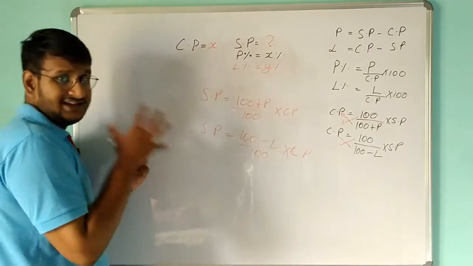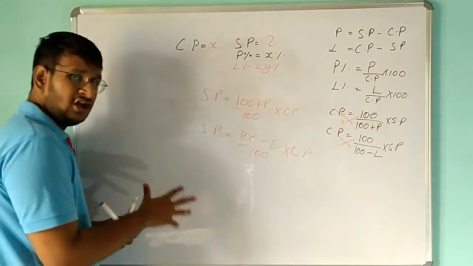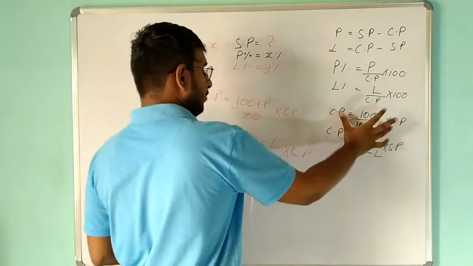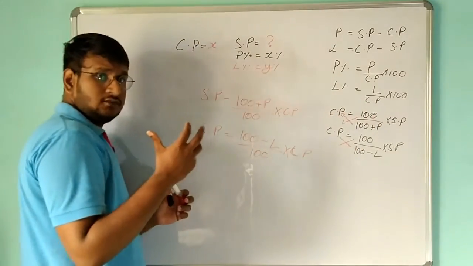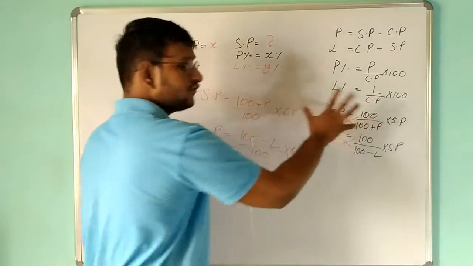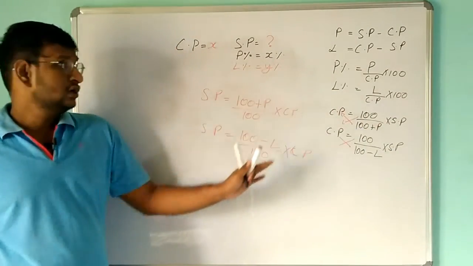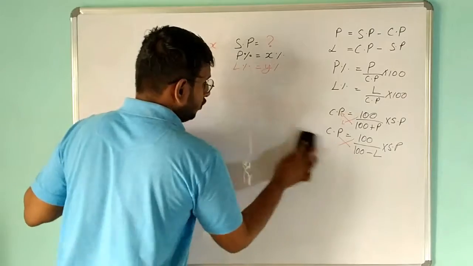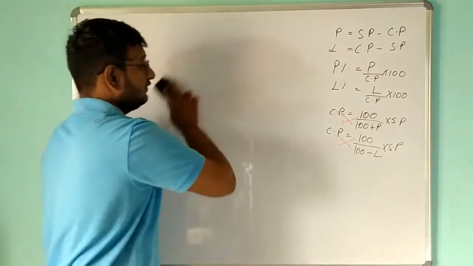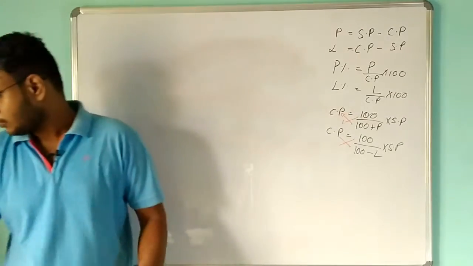So in order to find SP, you don't need to remember this formula separately. Just remember this one formula so that you can derive the SP formula from it. So we have seen around 8 formulas, and with these 8 formulas, we can see a few more problems as well.